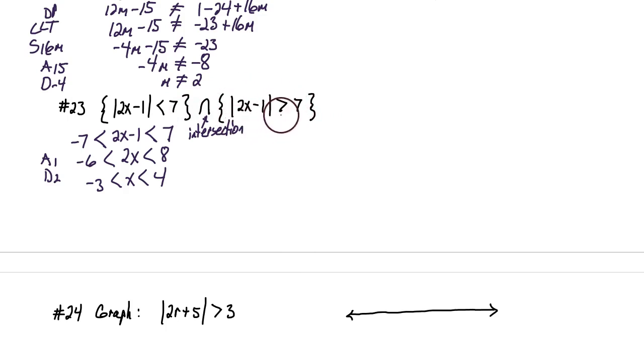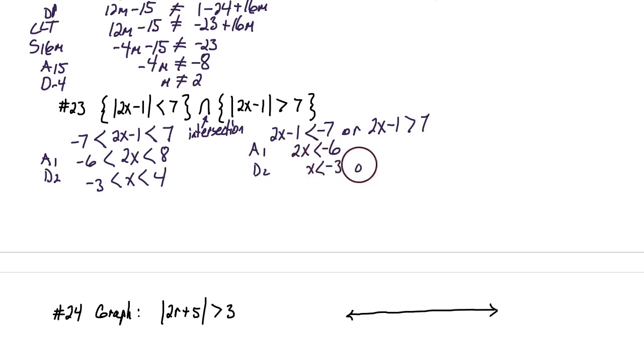So jump over here and let's rewrite this one. This is an absolute value and it has a greater than symbol. So here's how you rewrite it. The expression in the bars, put less than and negative 7. Then write the word or. Then put the expression from in the bars and put greater than positive 7. Now solve each of these. Add 1, we get 2x is less than negative 6. And divide by 2, we get that x is less than negative 3.